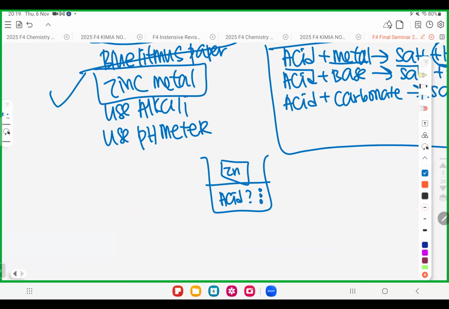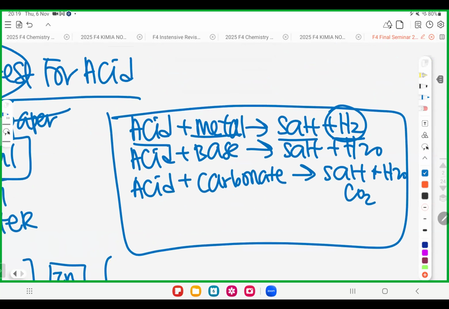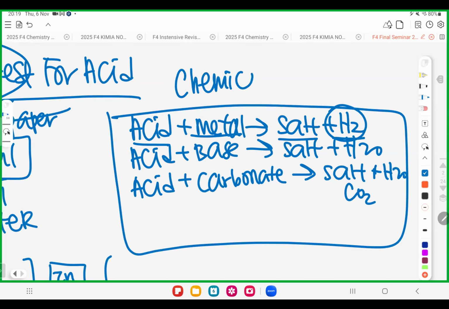Okay, so if today SPM asks you all to do a chemical test for acid, there are only 2 things you can do. Number 1, put metal in the acid, or put carbonate in the acid. Only these 2. When you put metal in the acid, you will produce salt and hydrogen. The hydrogen, you will see bubbles.